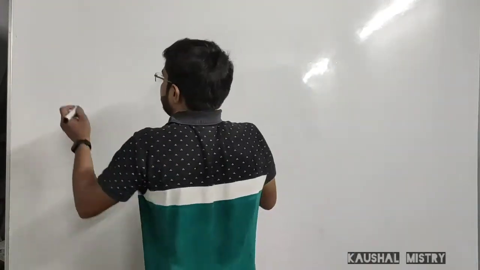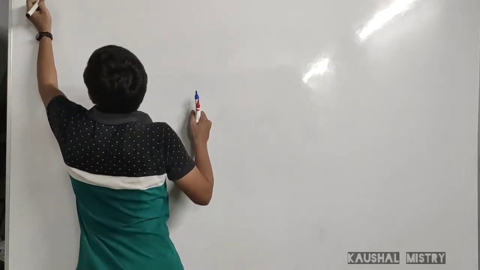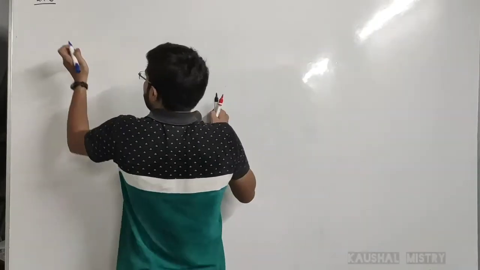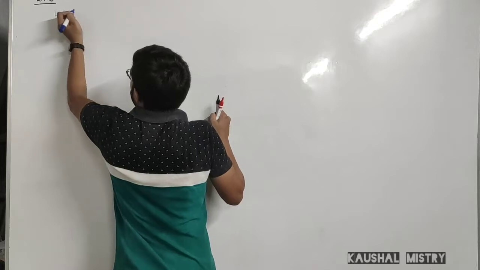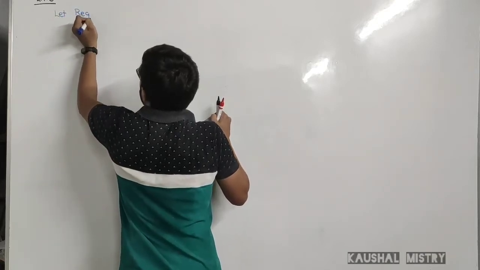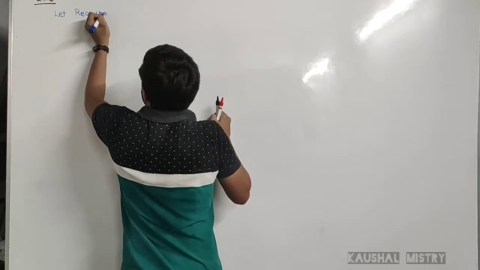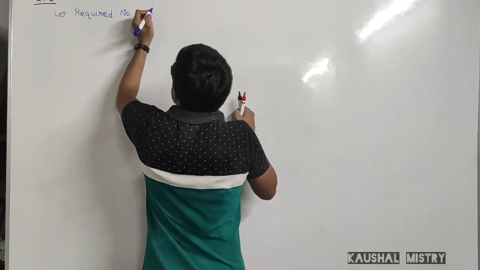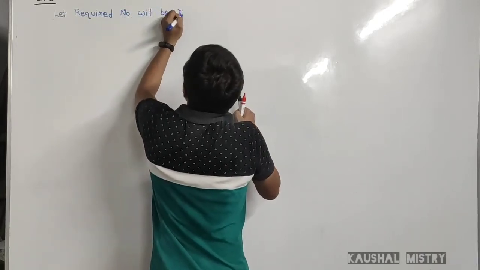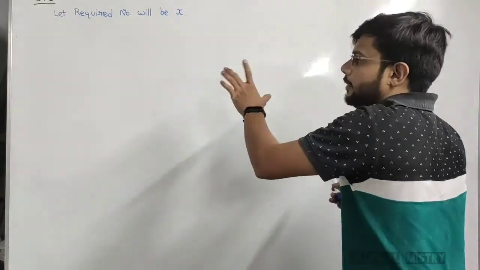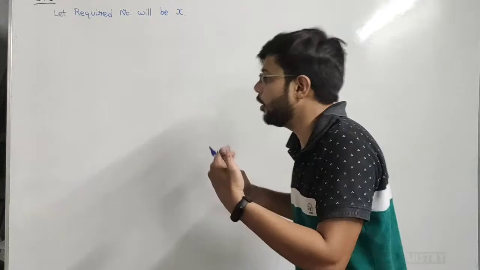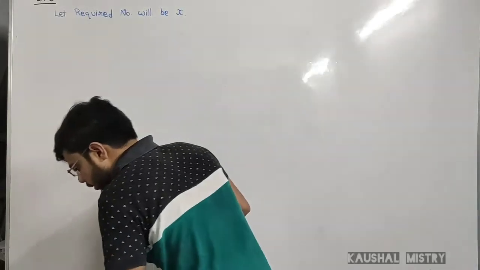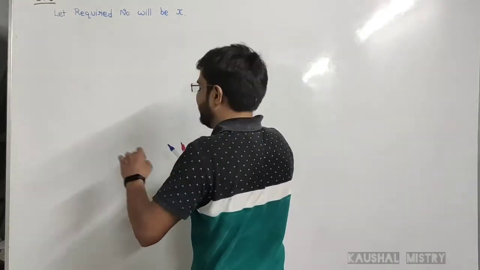So first example 5 will be there. What should be added? That means required number, or required rational number will be x. So we are gonna assume that our required number will be x. That means we have to add x to the twice the rational number of minus 7 by 3.